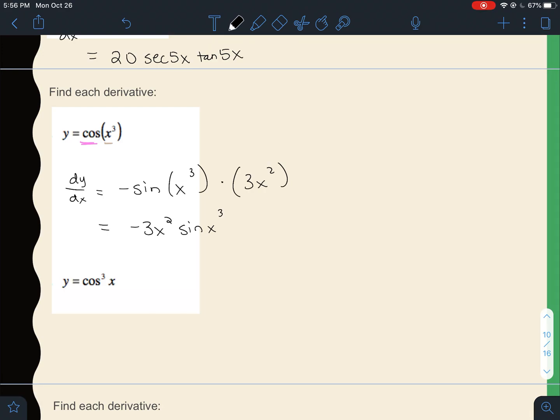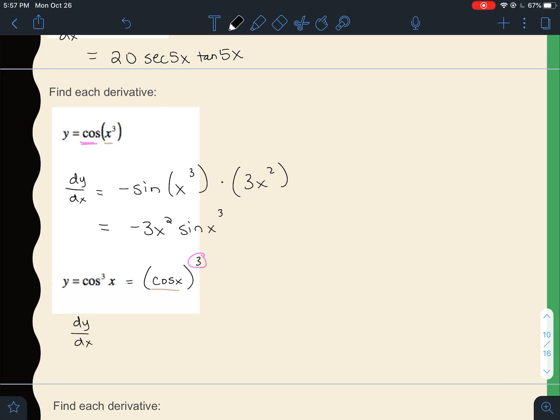The next one might be hard to see at first because it's written in the easiest notation, but I can rewrite it so it might be easier to see so we can take the derivative. This is the same thing as cosine raised to the third power. So cosine cubed x is the same thing as cosine of x, cubed. So now the outside function is the cube, and my inside function is cosine x.